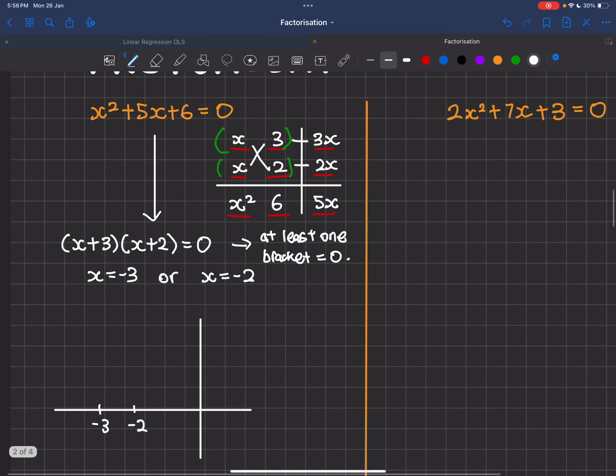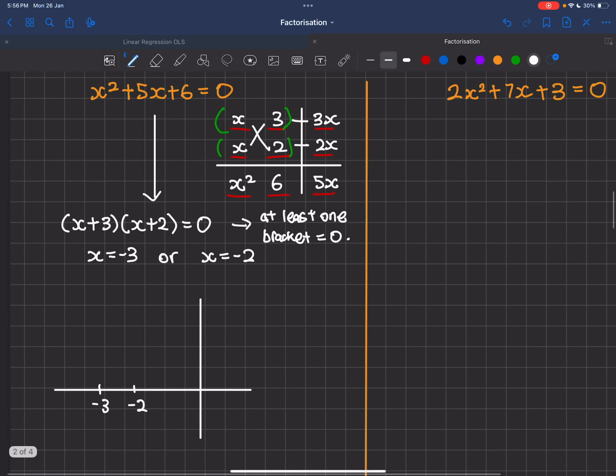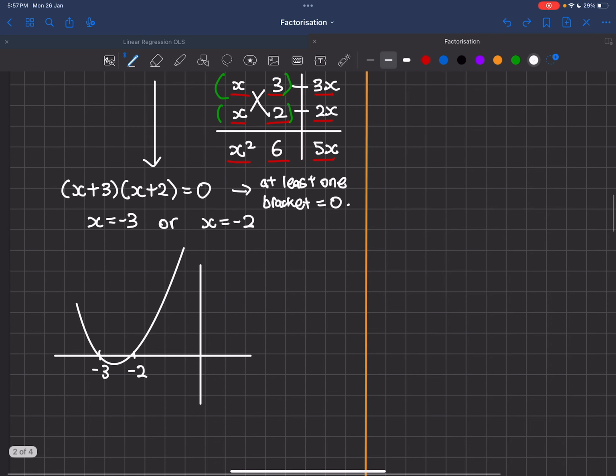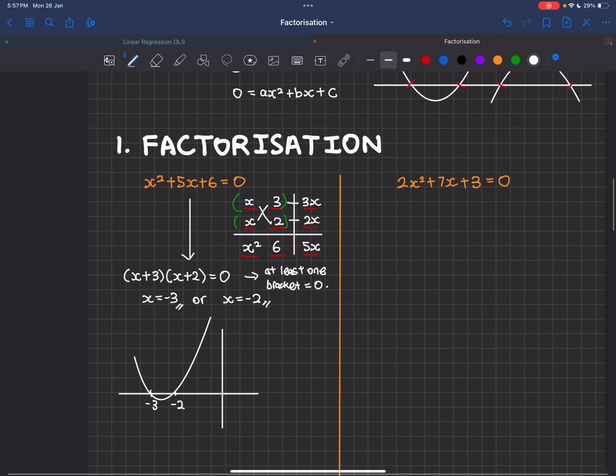Is it a sad face or a happy face? It's a smiley face, right? So it will look something like this. So we are done. These are the two values that you need to solve x.